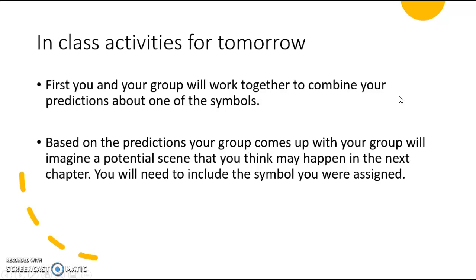Okay, so for the in-class activity tomorrow, I would like you to bring in this worksheet. And then what we're first going to do is have you and your group work together to brainstorm and figure out how each of you predicted each of the 5 symbols. And then off of that, I would like you to do a little skit. And based on your predictions with your group, you're going to come up with a potential scene, what will happen in the next chapter. And I want you to focus on incorporating the symbol you were assigned.